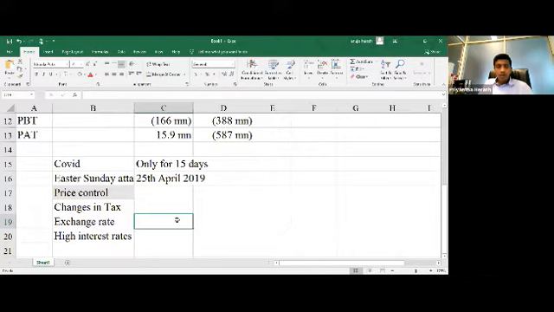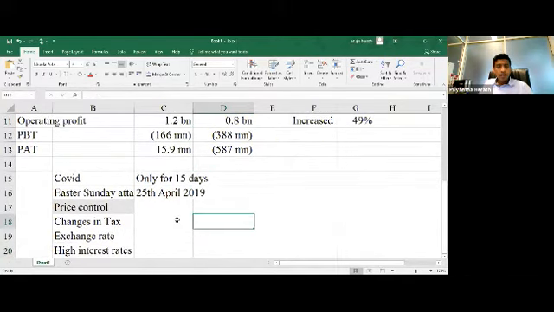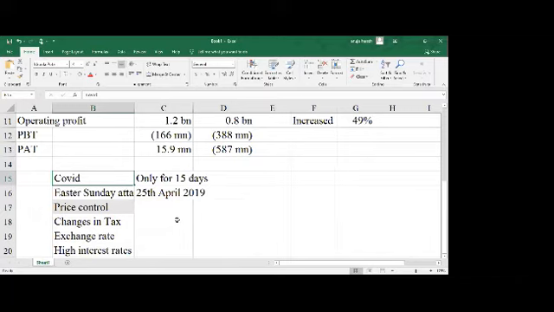Again, going back to this summary: revenue 8.5 billion, operating profit 1.2 billion. Last year, 8.5 billion revenue and 0.8 billion profits. So a 49% increase in operating profits. So all the variables that we mentioned here, the changes in the environment, are they positive or negative? Mainly negative, but a few positives.